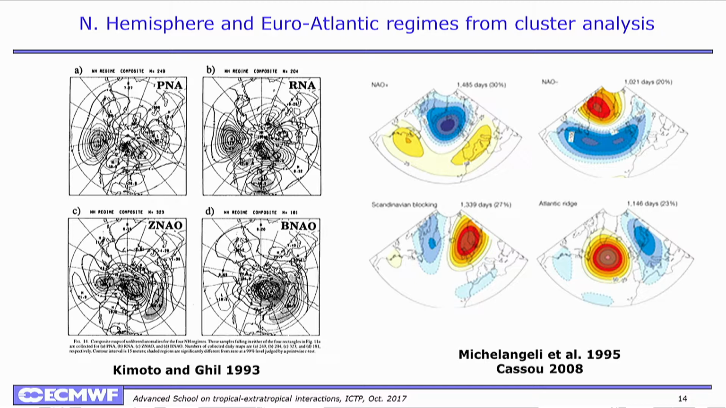But then you find more regional regimes. One characterizes basically a blocking situation over the North Sea and Scandinavia. It's usually called Scandinavian blocking. And one corresponds to a very strong ridge in the middle of the Atlantic, and is usually called the Atlantic Ridge.